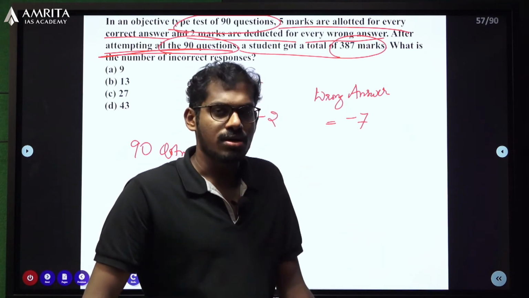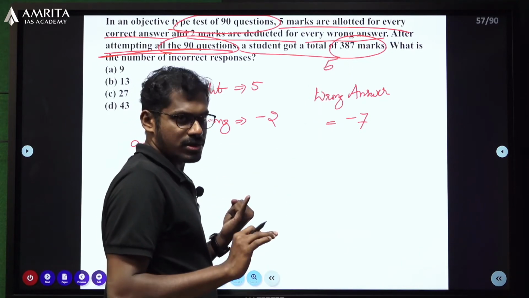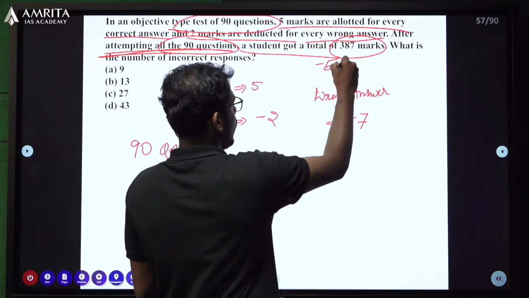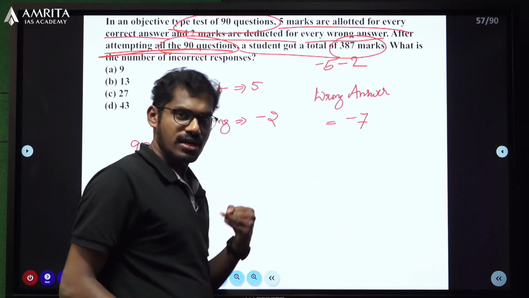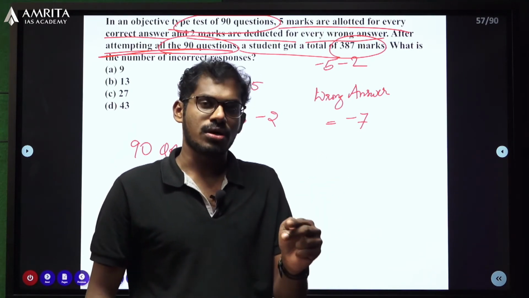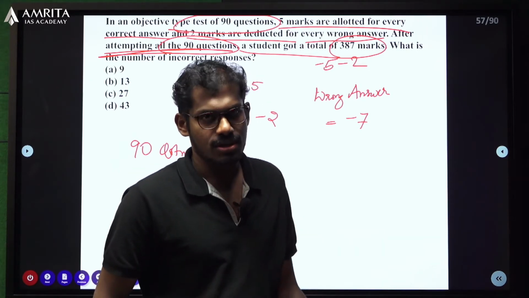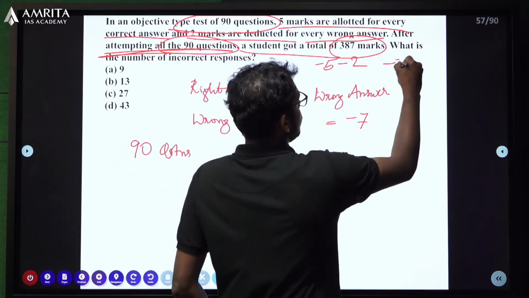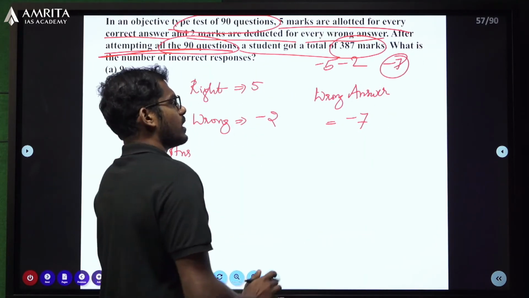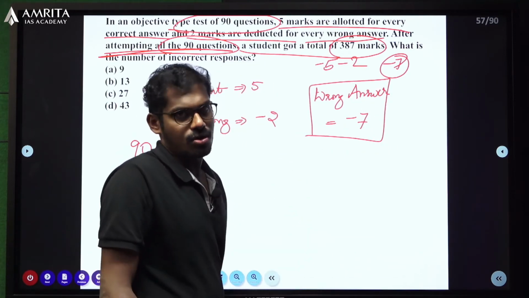If a question got wrong, then the 5 marks of that particular question is already gone. Along with that, a minus 2 will be awarded for the wrong answer. So in effect, when a question goes wrong, how many marks cost? 7 marks cost. So, minus 7 marks for each wrong answer. Each wrong answer, 7 marks will be deducted.